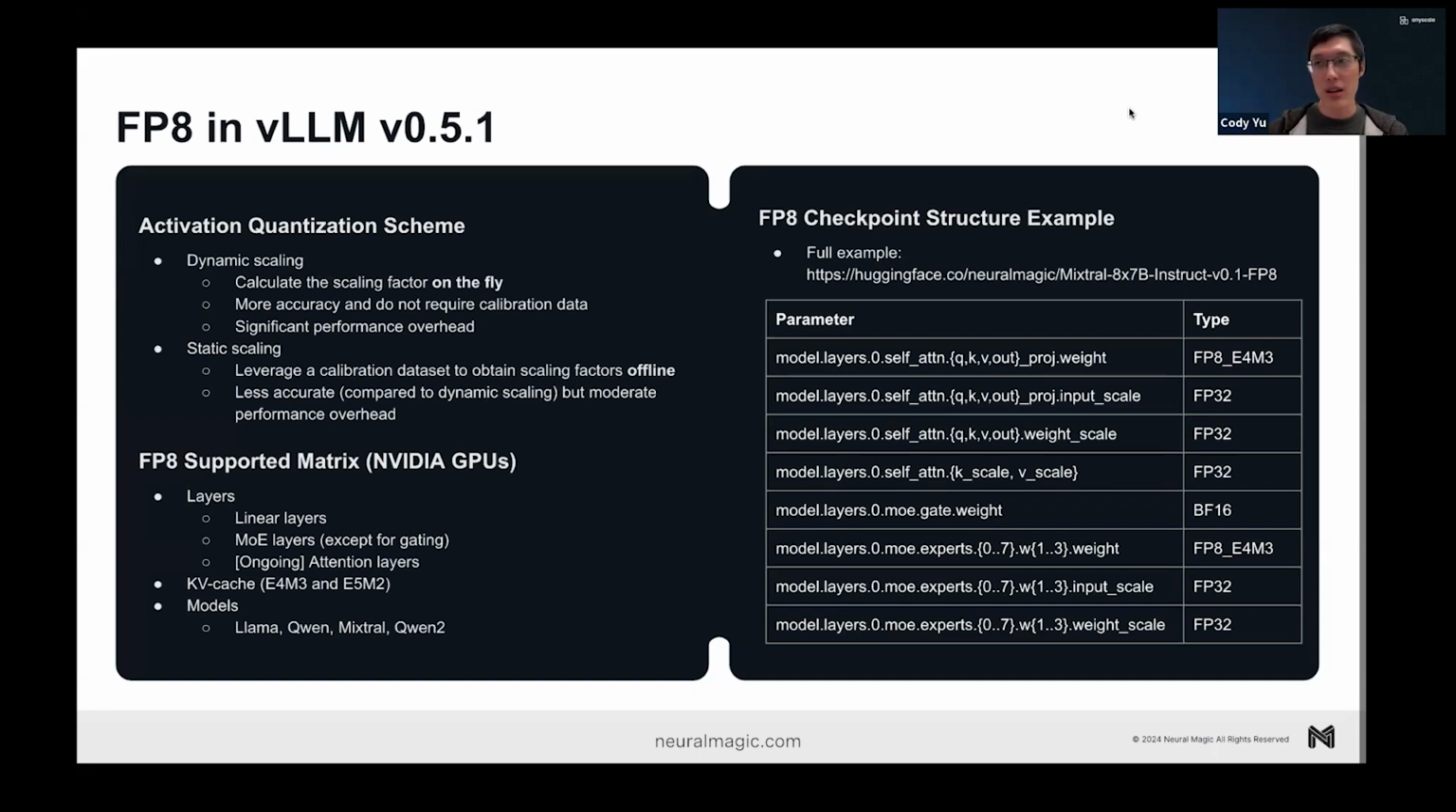The same as the previous. The weights are in FP8, and there's a corresponding input scale and weight scale. So this is the checkpoint structure, and you can see, for example on the Hugging Face Hub, that the Neural Magic folks have already uploaded tons of FP8 checkpoints for the popular models.